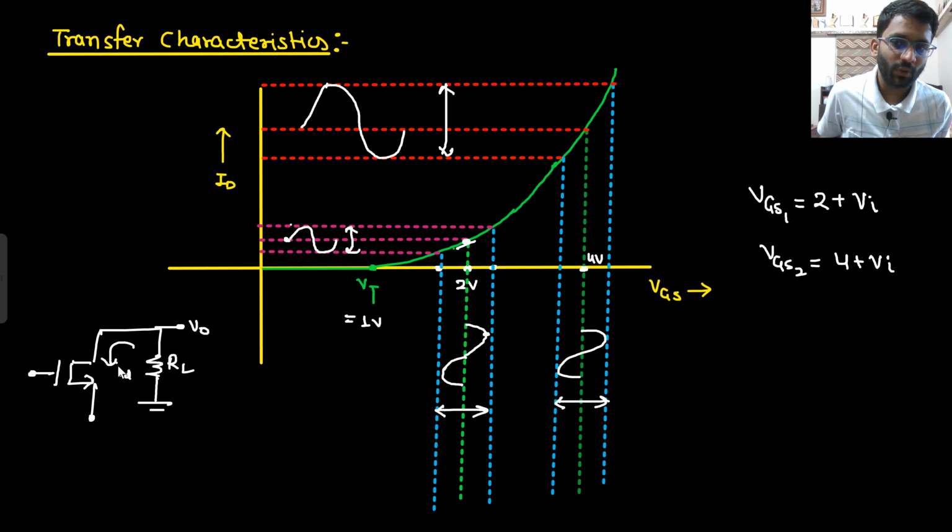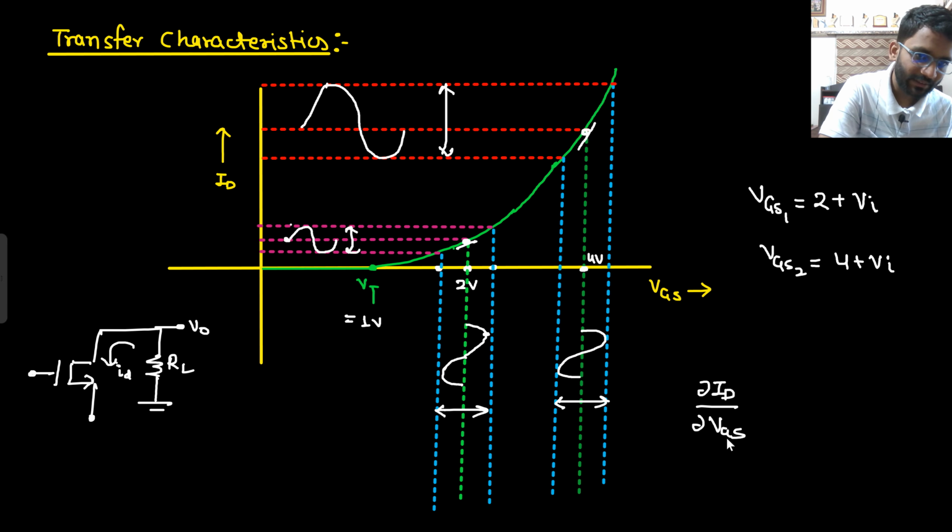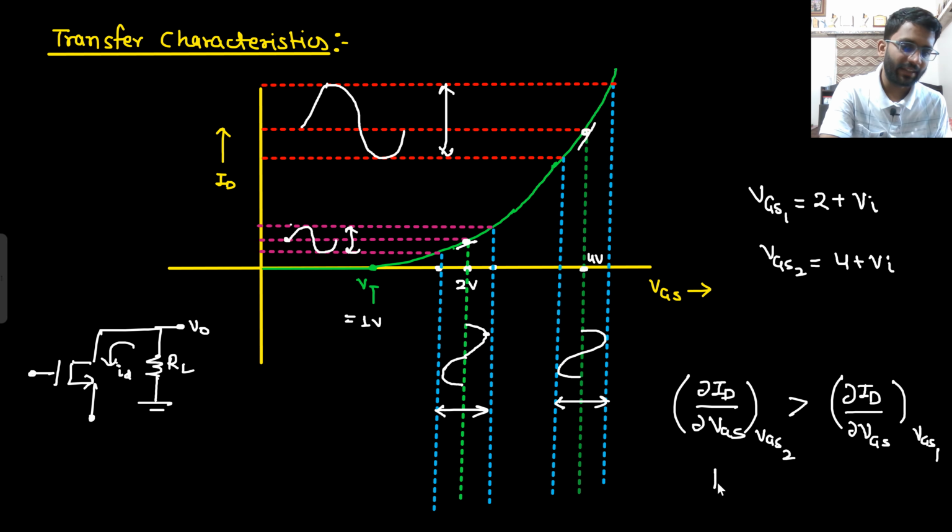So when your slope is higher at this point, your gain is more. So here I can write del ID by del VGS at VGS 2 is higher than del ID upon del VGS at VGS 1. So I got to know that in this case I will get more gain. Here I am getting more gain.